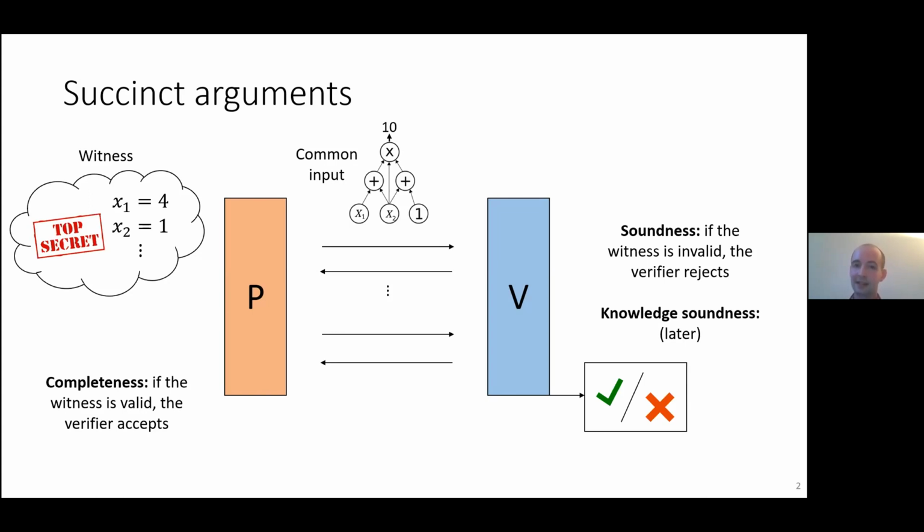Lastly, the thing that makes succinct arguments succinct is that the messages exchanged between the prover and the verifier are much smaller than the size of the prover's witness. Otherwise, the prover could just send their witness to the verifier, and the verifier could check everything for themselves. So there would be no advantage to the succinct argument.